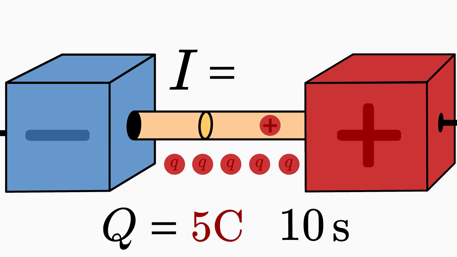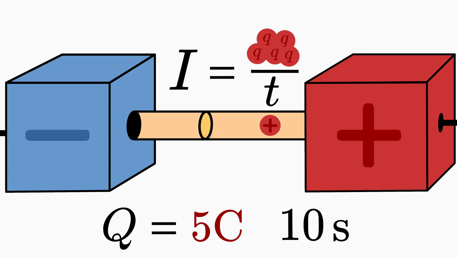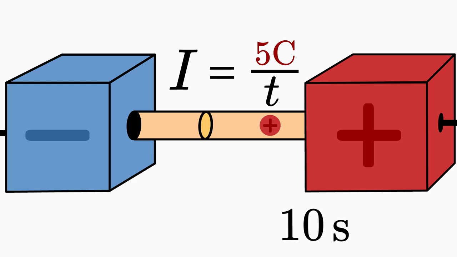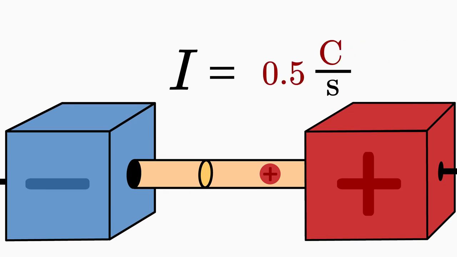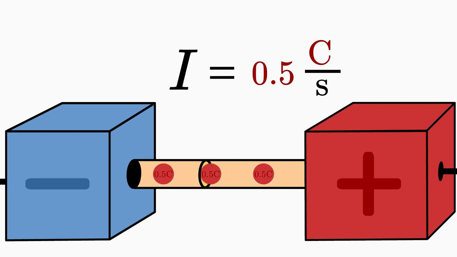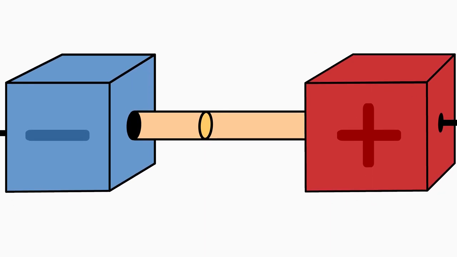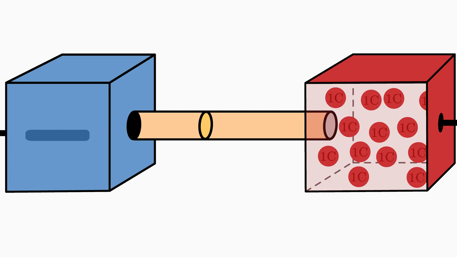To find out the current I, we should answer the question, how much charge per time has passed through the cross-sectional area? Well, there were 5 coulomb per 10 seconds, so capital Q divided by T. That's 0.5 coulomb per second. So 0.5 coulomb of charge is transported through this cross-sectional area every second. The unit coulomb per second is abbreviated to A. A stands for ampere.